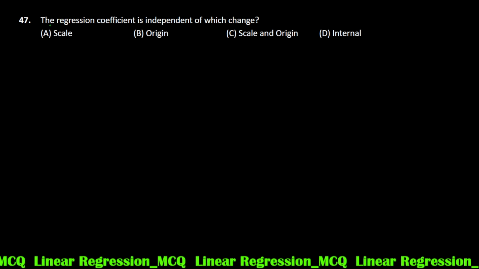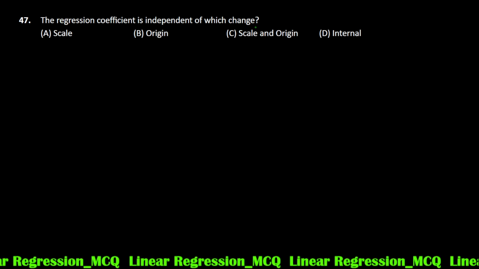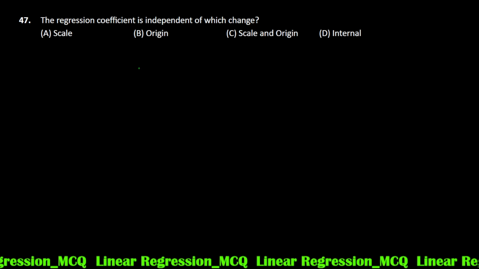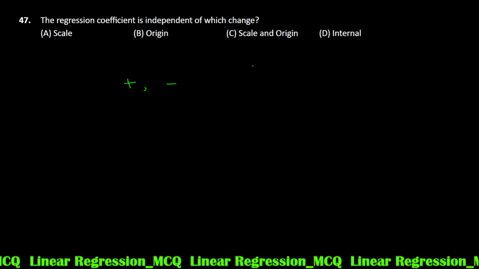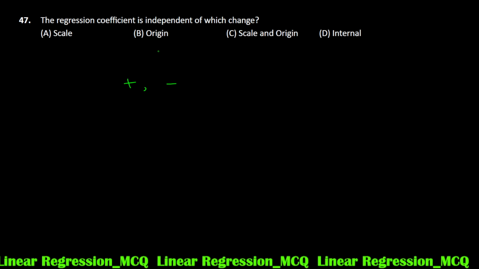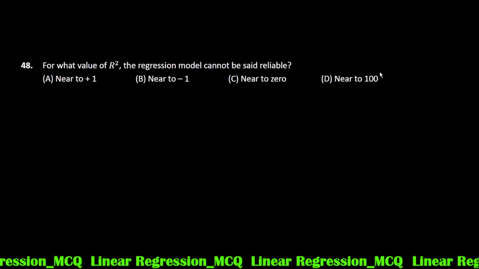47. The regression coefficient is independent of which change? There is no effect of plus and minus in regression coefficient, means regression coefficient is independent from the effect of origin. Option B is correct.